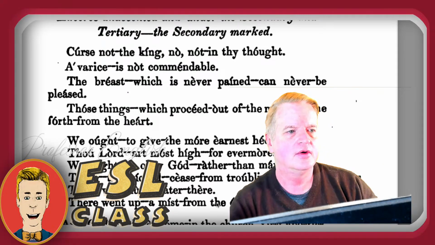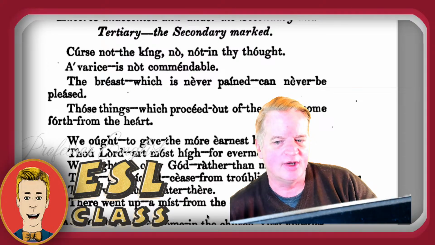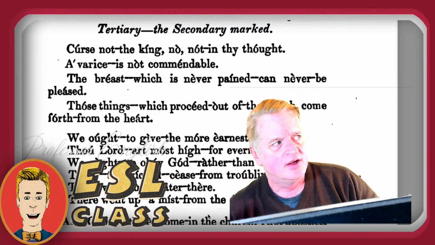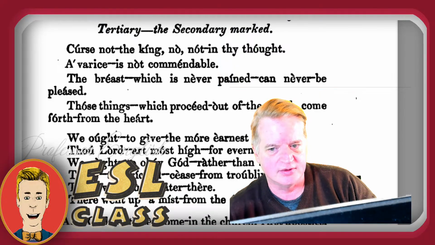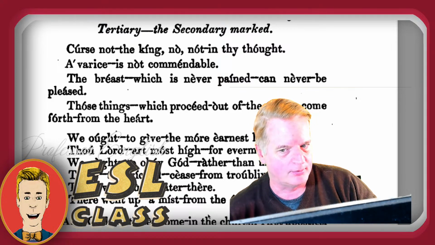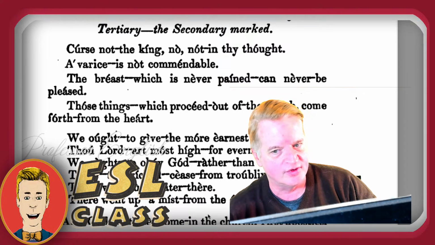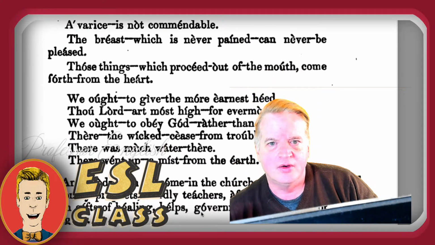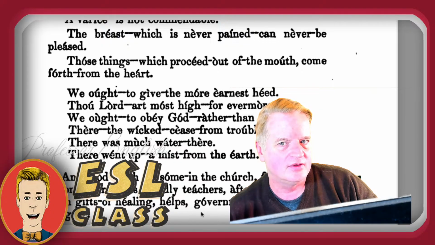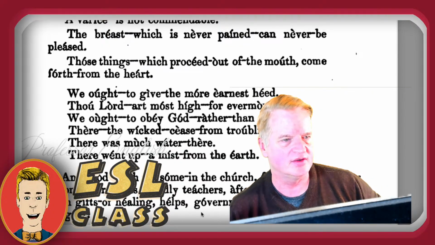Avarice is not commendable. Sarah's saying, what is commendable? Commendable means respectable or something you could admire about a person. So if somebody has avarice, then you shouldn't respect them or you shouldn't admire them. You shouldn't think that they're good. Something like that. Okay. Let's read the next sentence. Can you read the next sentence?